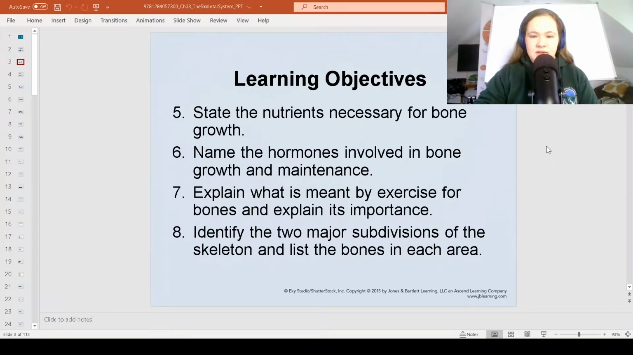State the nutrients necessary for bone growth. Name the hormones involved in bone growth and maintenance. Explain what is meant by exercise for bones and explain its importance. Identify the two major subdivisions of the skeleton and list the bones in each area.